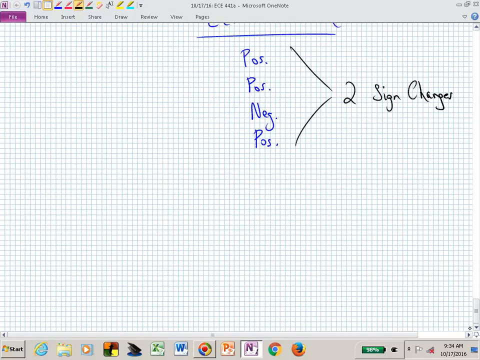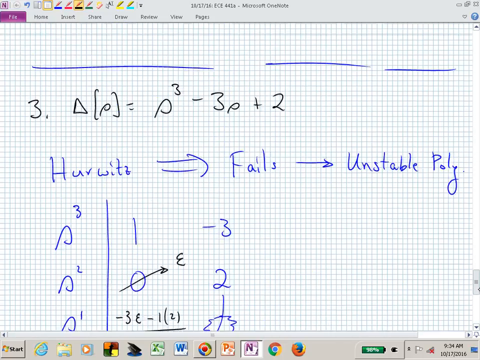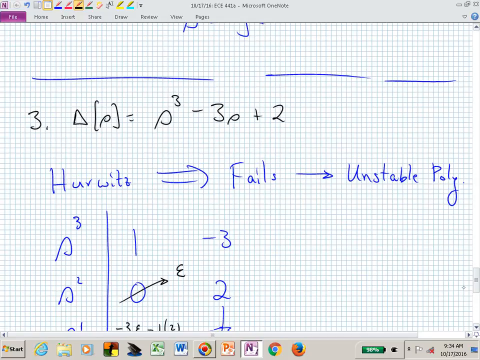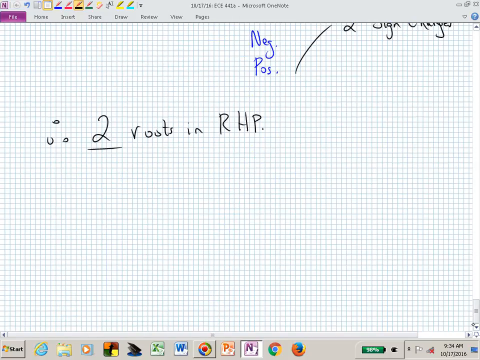And how many roots are in the right half plane? Equal to the number of sign changes. We have 2 roots in the right half plane. Now somebody might say, what are your roots? So we had this polynomial. Let's just go back and relive our algebra class and do some synthetic division.